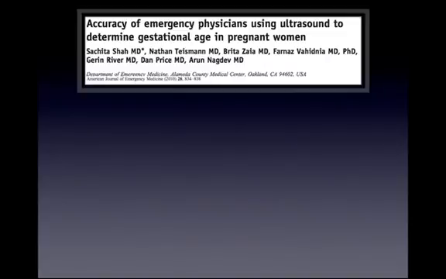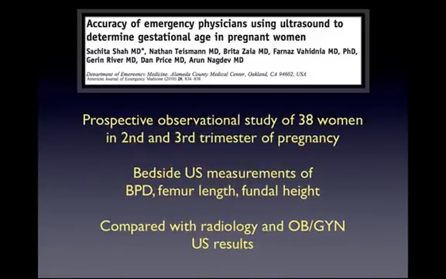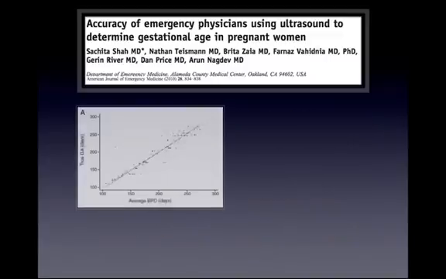Shaw et al. studied the accuracy of emergency physicians in using ultrasound to determine the gestational age. This was a prospective observational study of 38 women who were in their second or third trimester of pregnancy, and the emergency physicians obtained measurements of the biparietal diameter, femur length, and fundal height, and compared their measurements to those obtained by the Department of Radiology and GYN.